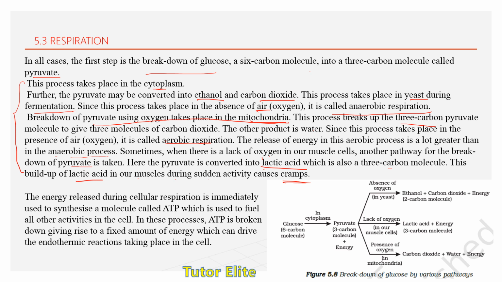Yes, we say, "cramp aa gaya," right? How is it caused? When the pyruvate is converted into lactic acid, which is also a 3 carbon molecule, the buildup of lactic acid in our muscles during a sudden activity causes cramp.